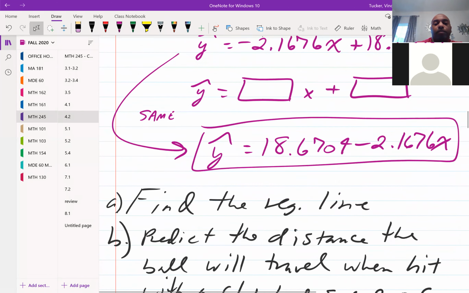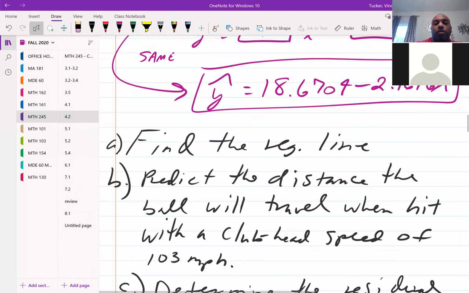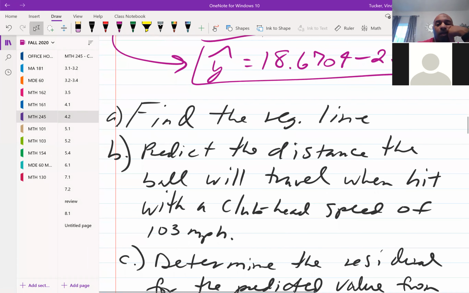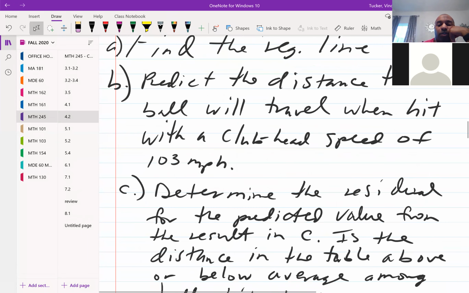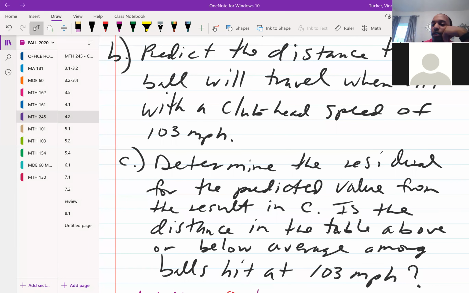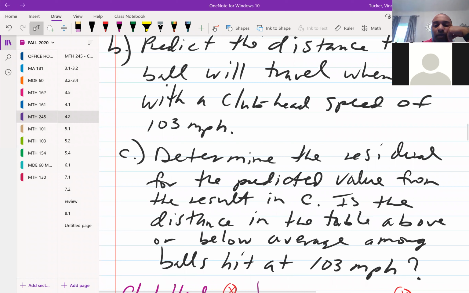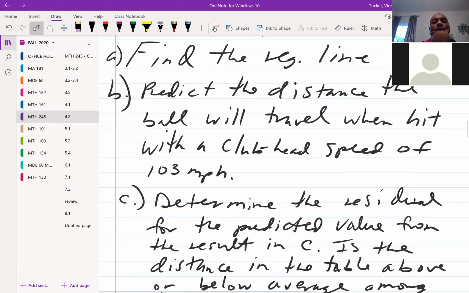All right. So the next one, telling us to find a regression line. Predict the distance the ball will travel when hit with a club head speed of 103 miles per hour, and determine the residual for the predicted from the result in C. Is the distance in the table above or below average among balls hit at 103 miles per hour? Okay, so I'll give you guys a chance to copy that first.